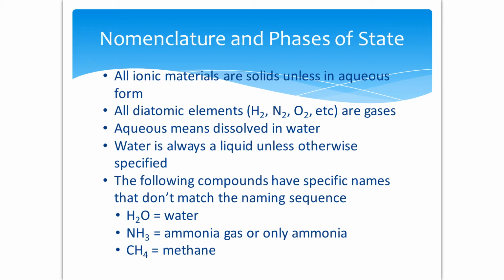The following compounds have unique names that don't necessarily match the naming sequence that we just learned. H2O, which would be listed as dihydrogen monoxide, is called water. NH3, nitrogen trihydride, is ammonia or ammonia gas. And CH4, carbon tetrahydride, is methane gas. Those are the guidelines that we're going to be using from now on.